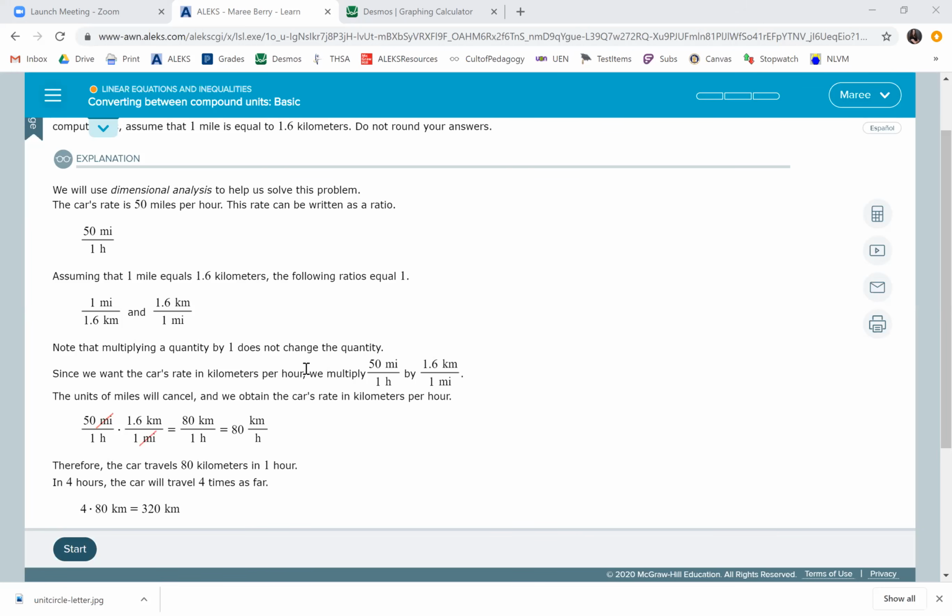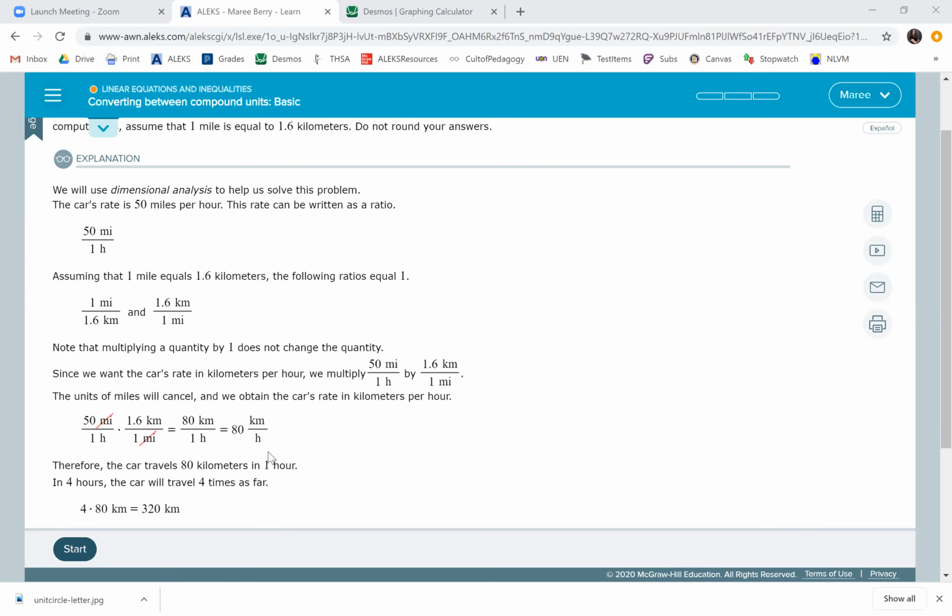So what you want to do is multiply what you have by one of these, and you want to make sure that the miles will cancel and kilometers will be left. So that's why we chose the second one, so that the miles will cancel. And if you just look at the units or the dimensions, you're going to have kilometers per hour. What I do is after I cancel, I make sure I'm left with what I'm looking for, which was kilometers per hour.